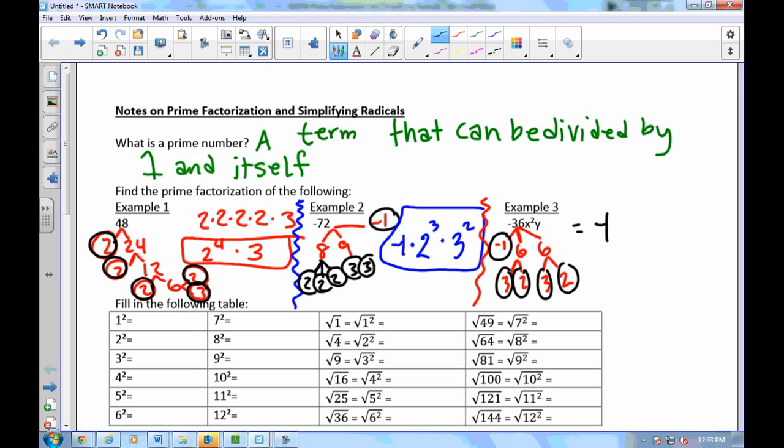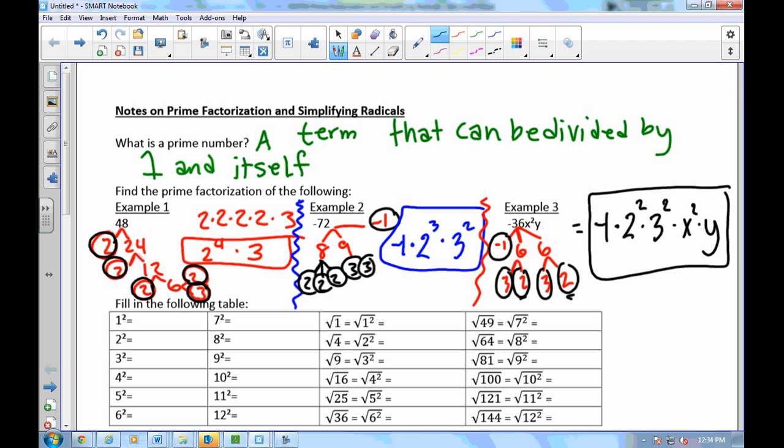So, our prime factorization in order of lowest base to highest base. -1 is first, times 2 squared, because there are 2 2's, times x squared y. So those were going in alphabetical order. So we had a couple figured out. Good job. A couple were close. Good job.